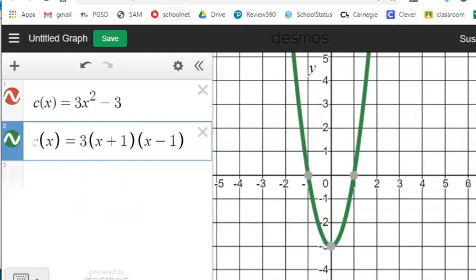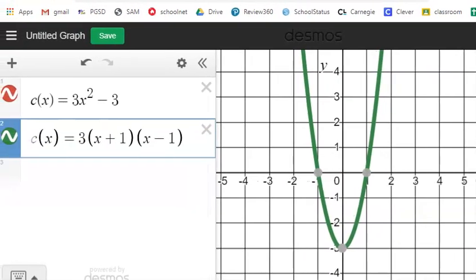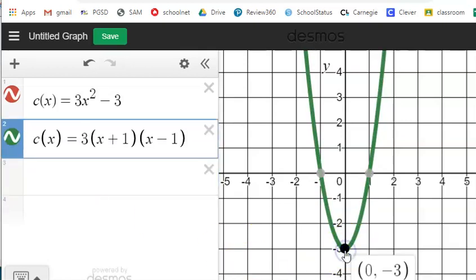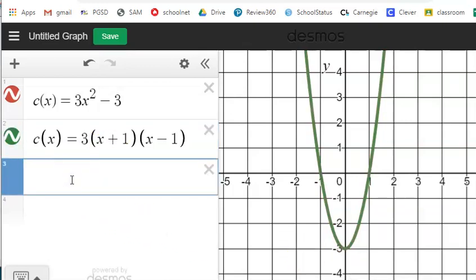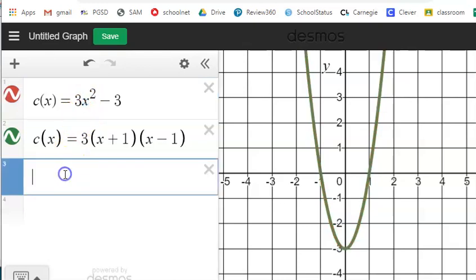All right, so let me stretch this out just a hair. All right, so let's go down to the last equation here. We're going to go ahead and highlight this vertex. And you'll notice something. The x is 0 and the y is -3. Well, if I just retype the first equation, that equation is technically in vertex form because you're not adding anything to this x. I'll show you what I mean.